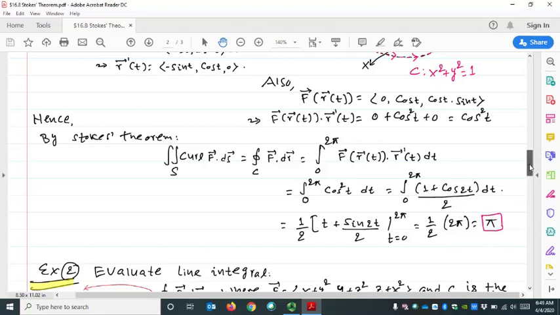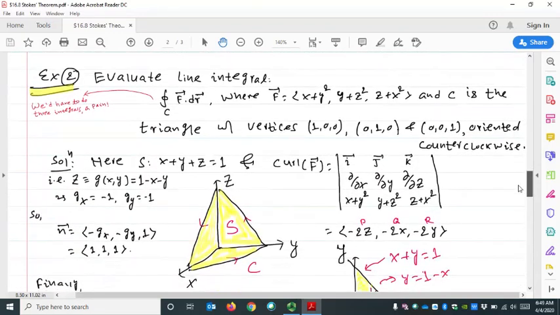Now let's move on. Let me scroll down. That's better. Example 2, evaluate the line integral of vector field F over the simple closed curve C, where vector field is given as capital F equals x plus y square, that's the first component, second component y plus z square, third component z plus x square. And our curve is the triangle with the vertices 1, 0, 0, 0, 1, 0 and 0, 0, 1 oriented counterclockwise. Great.